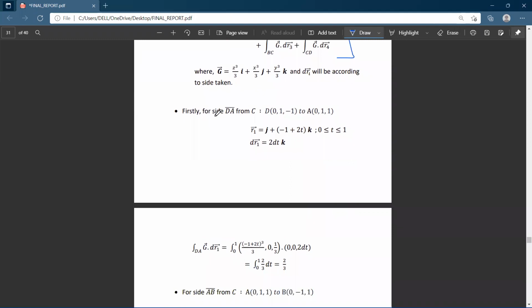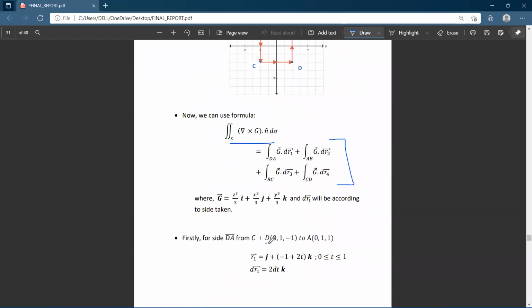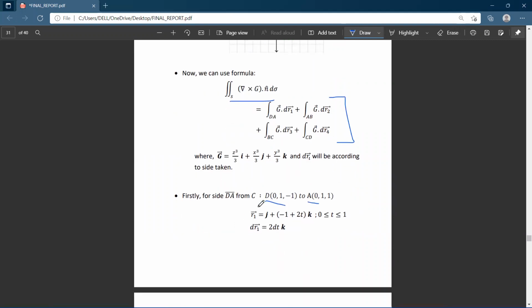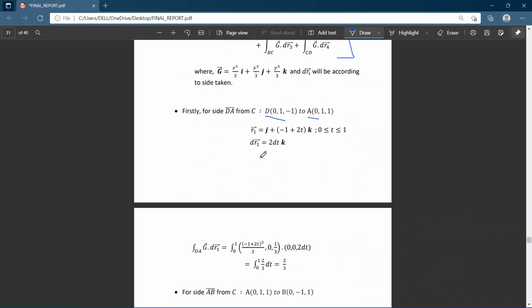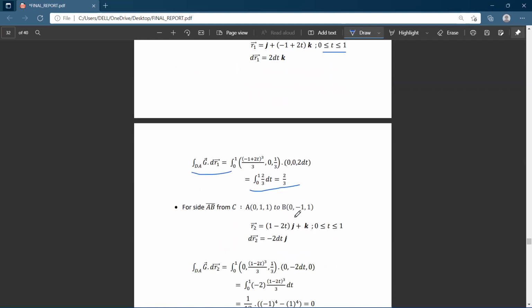Now we are starting with side DA, going from point D to A. We get r1(t), which is the parametric equation of the path, and this is the range for t. After differentiating, the dr vector, dr1, we get 2t k cap. Putting that in this equation and performing the dot product, we finally get 2 by 3 for side DA.